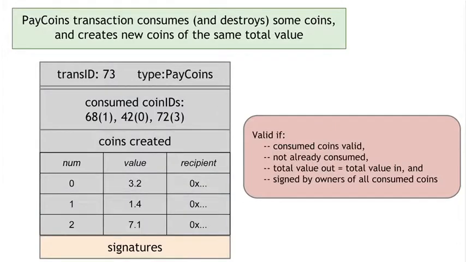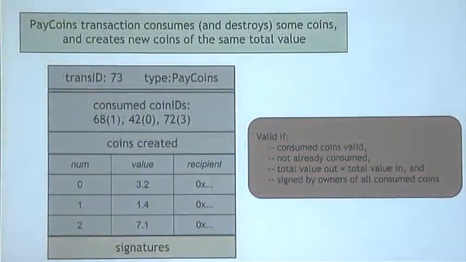The second kind of transaction we're going to talk about is a pay coins transaction. And this is a transaction that consumes some coins and destroys them and creates new coins of the same total value, but which might belong to different people. So over here on the left, we have an example of what a pay coins transaction looks like. This is transaction ID number 73, let's say. Its type is pay coins. We have here a list of the coins that this one consumes. All of these coins are being consumed and destroyed by this pay coins transaction.